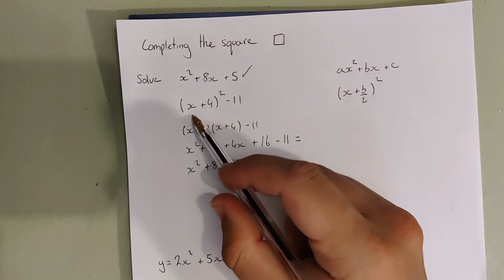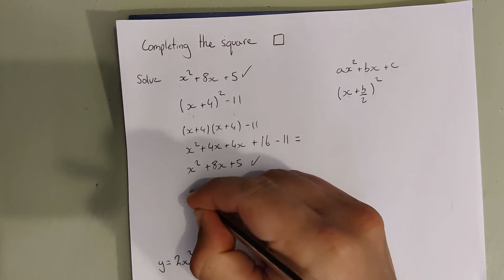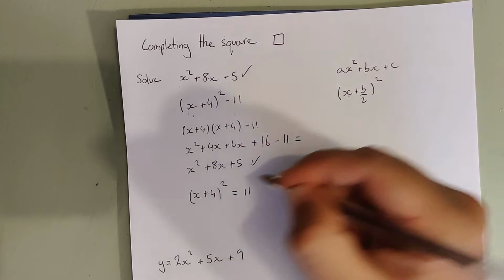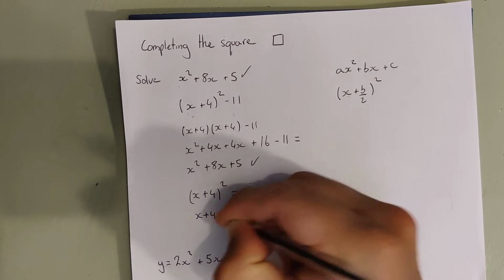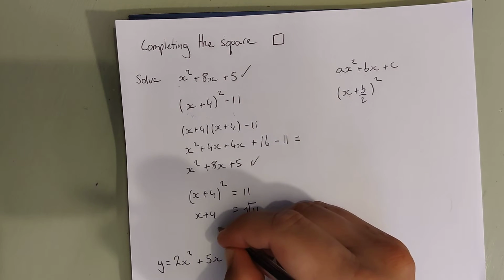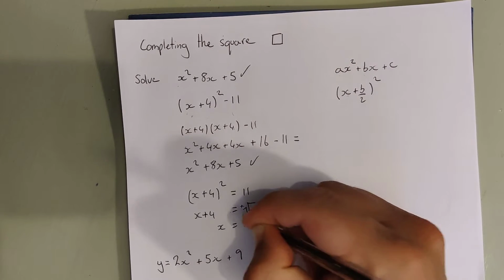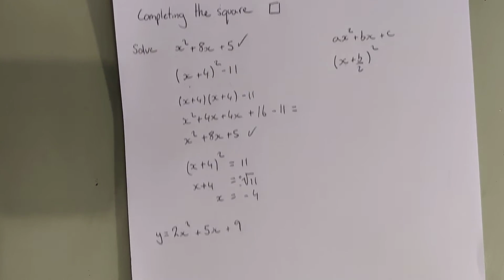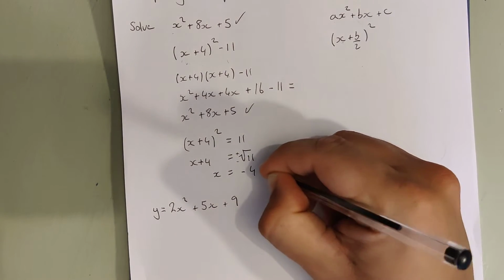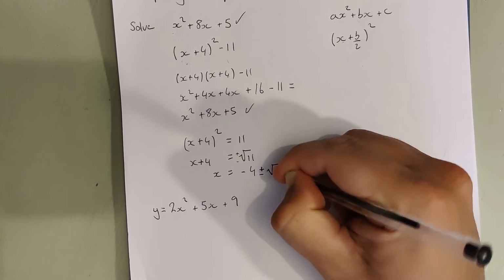We can then use surds to figure out the x value. So if we do x plus 4 squared, take the 11 on the other side, equals 11. x plus 4 equals the square root of 11. x equals minus 4, and you've got to remember the plus and minus with these square roots, plus and minus square root of 11.